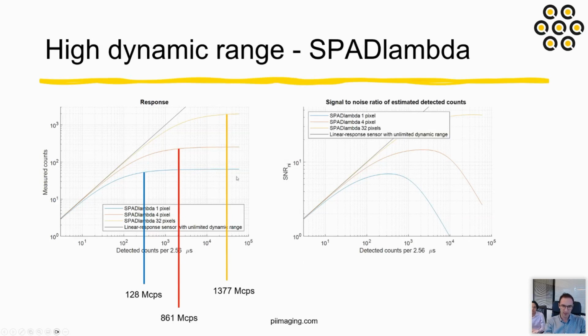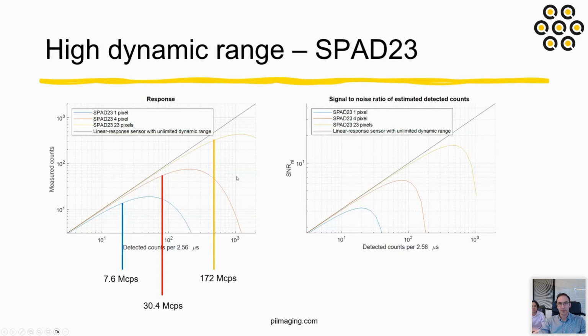For the point detector SPAD 23, the situation is slightly different, but the same principle applies. If you look at 1 pixel, the count rate that one can observe is 7.6 megacounts per second, which expands to 172 megacounts per second for the whole detector itself, offering really an increase in the dynamic range.